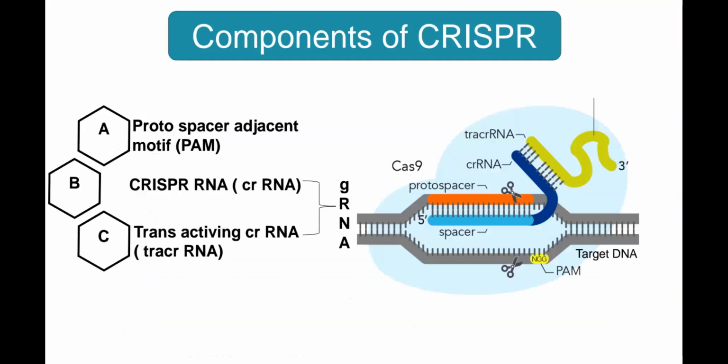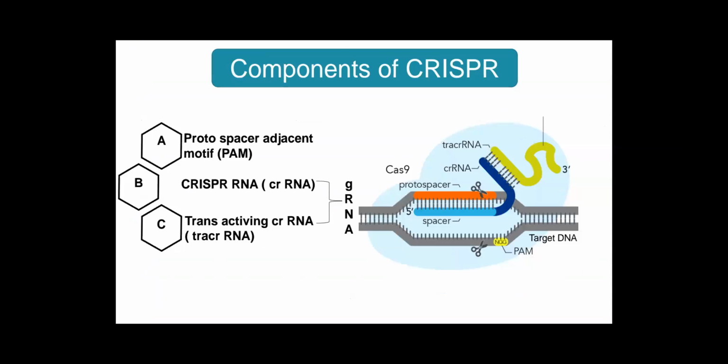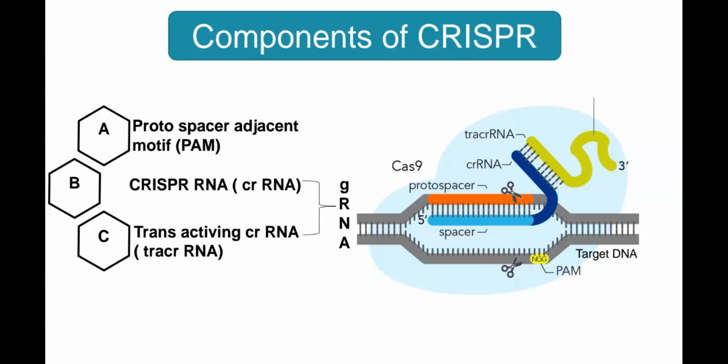Now, these are the components of the CRISPR. The protospacer adjacent motif is present in the bacterial DNA near the Cas9 nuclease, which cleaves. The CRISPR RNA and transactivating RNA together, known as guide RNA or gRNA, guide the nuclease to cut the foreign DNA.